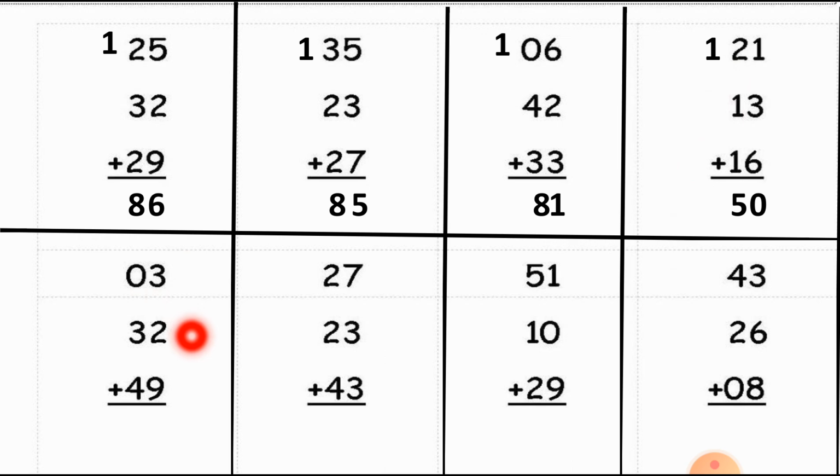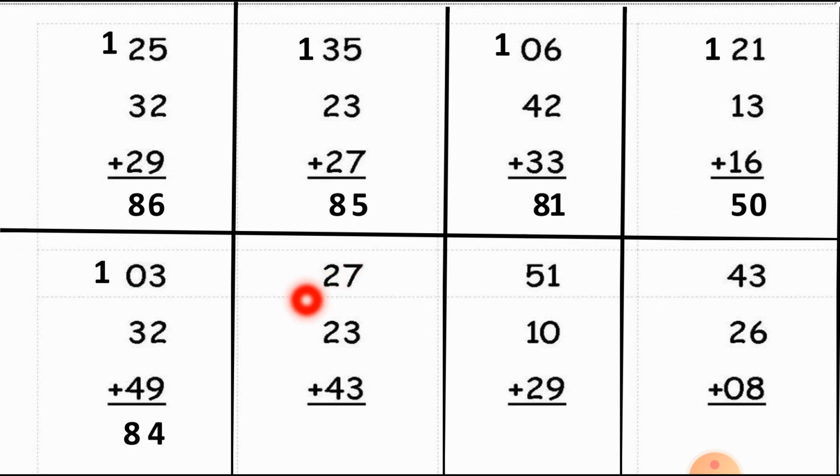Here is 3 plus 32 plus 49. In this, the ones column is 3 plus 2 plus 9. So the answer is 14, and let's put one number as a carry forwarded number, and let's add the tens column now, which is 1 plus 3 plus 4, and the answer is 8. So the final answer is 84.